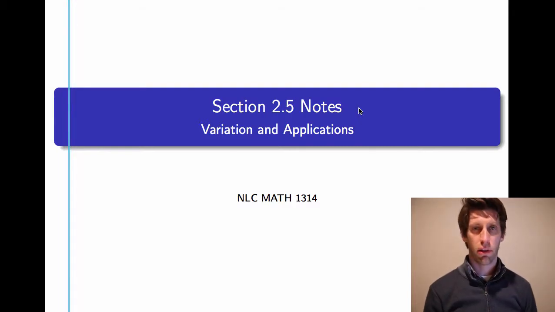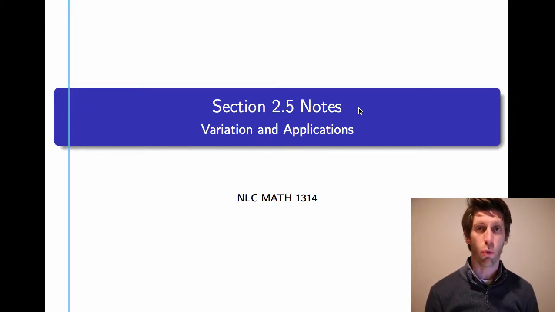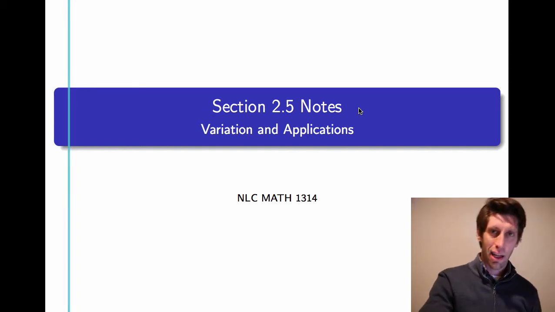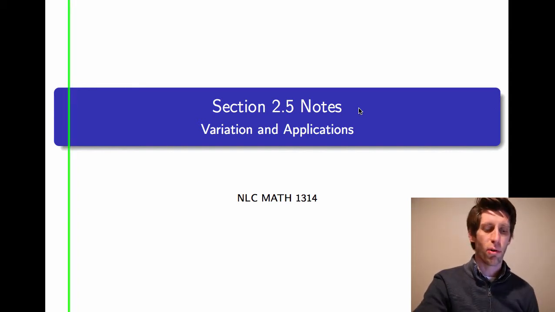So today we're going to discuss section 2.5, which is on variation and applications. Now, technically speaking, the applications part of this is the word problems, but luckily the word problems in chapter 2 were significantly more straightforward than they are in chapter 1. So there's not a lot of new math in this section, but there is some new vocabulary.